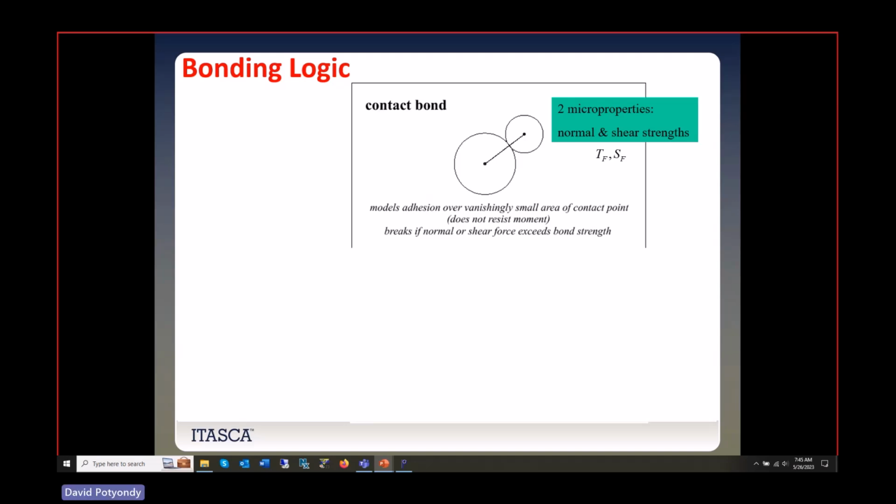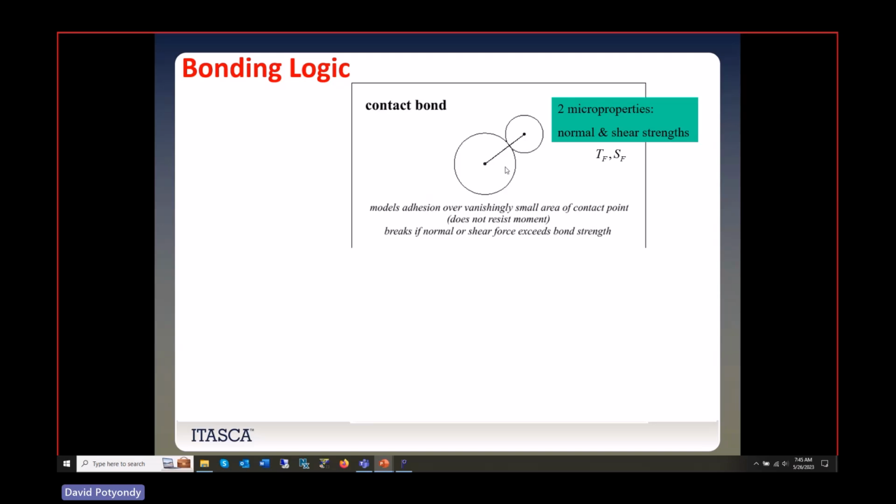The simplest possible bond that one could imagine is a bond that only has two parameters. It has a tensile strength and it has a shear strength. So therefore it can break in tension, it can break in shear, and it acts over a vanishingly small area. Just think of two metal marbles, and when they're touching, there's a little tiny bit of glue that joins them.